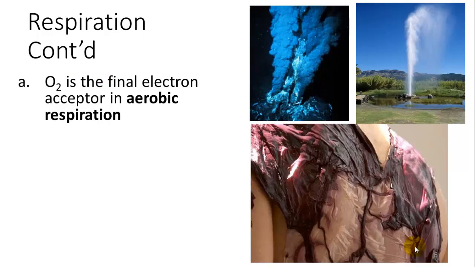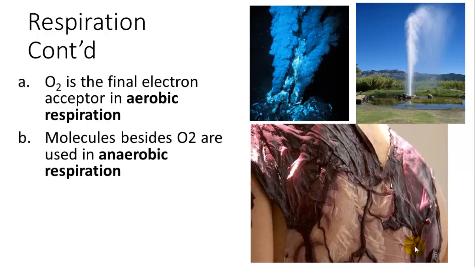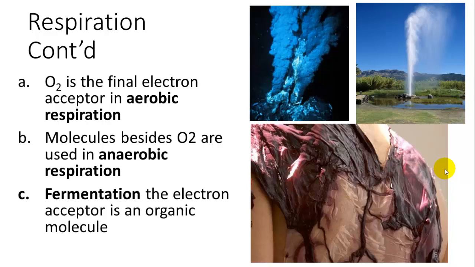Oxygen is the final electron acceptor in aerobic respiration, and that's why we breathe in oxygen. There are other molecules besides oxygen that are used in anaerobic respiration, and these are done by bacteria that live in hydrothermal vents or in geysers, where there are chemical reactions occurring, where they can use some other molecules as the electron acceptor. In fermentation, the electron acceptor is an organic molecule, and we also go through fermentation, but it's more efficient to do cellular respiration.